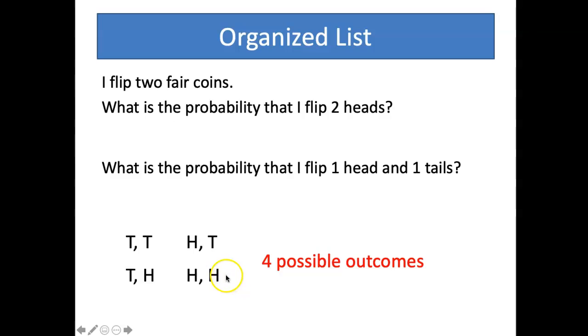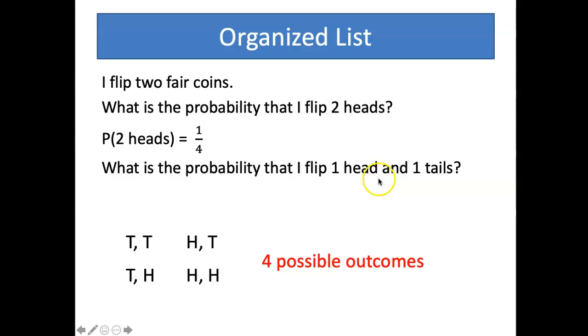If we have this, then we can now get the probability of getting 2 heads. In this scenario, we can see that it only happens 1 time out of 4 possible outcomes. So we can write the probability of getting 2 heads is equal to 1 out of 4.